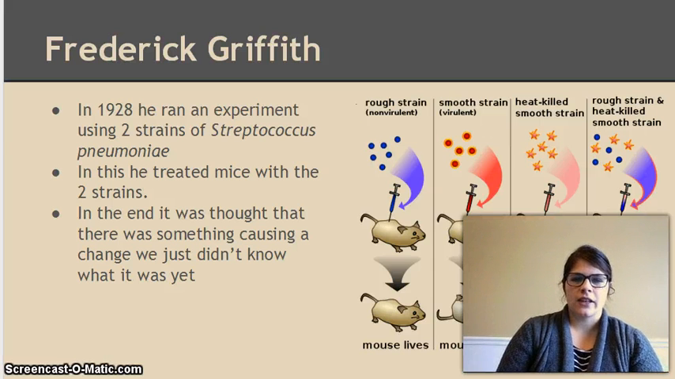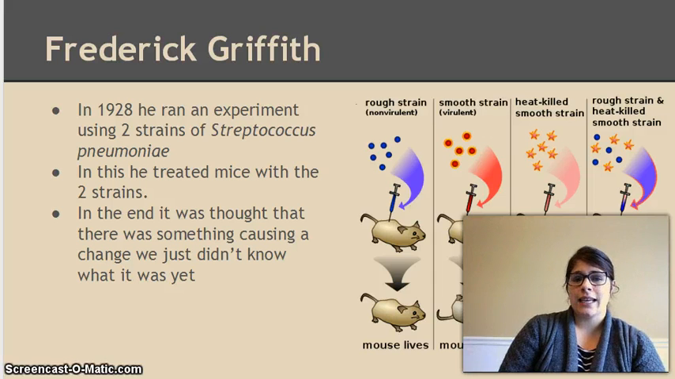So let's start with Frederick Griffith. Frederick Griffith, in 1928, ran an experiment using 2 strains of Streptococcus pneumoniae. He had 2 strains and he treated mice with them. What we found out from this is something was changing. We just didn't know what was changing.